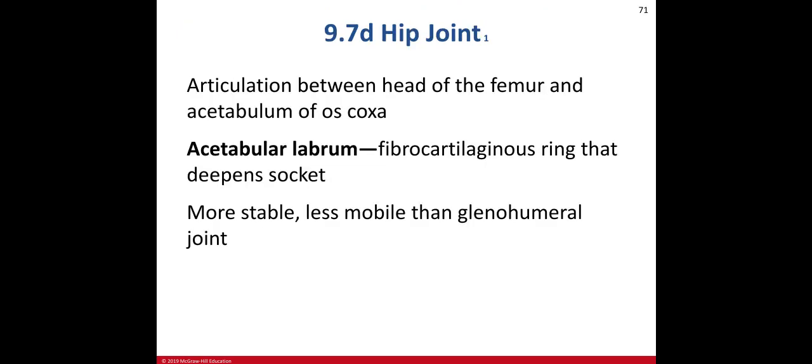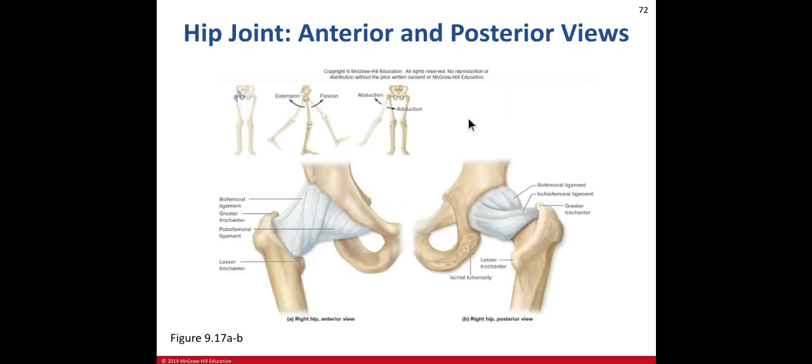Hip joints. The hip joint is an articulation between the femur and the acetabulum of the os coxa. I know, what a nice word. But you've got this acetabular labrum, which is just this ring of fibrocartilage that helps to deepen the socket. And it is more stable and less mobile than the shoulder joint. Okay, so that's happening here.